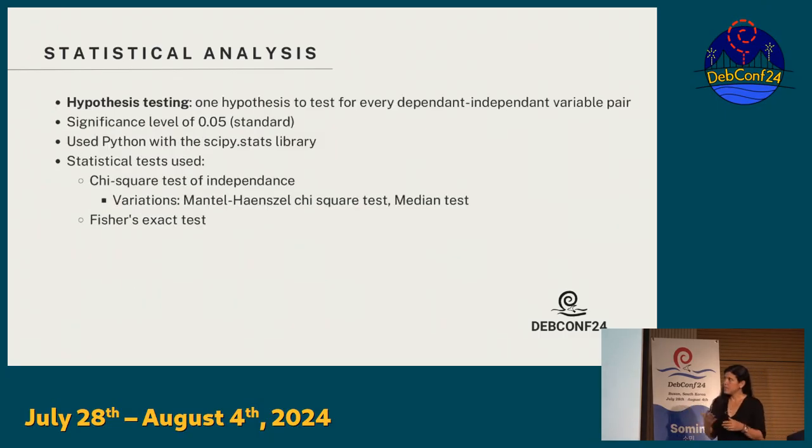And we did hypothesis testing, and we had one hypothesis to test for every dependent and independent variable pair, using a significance level of 0.05, which is pretty standard.